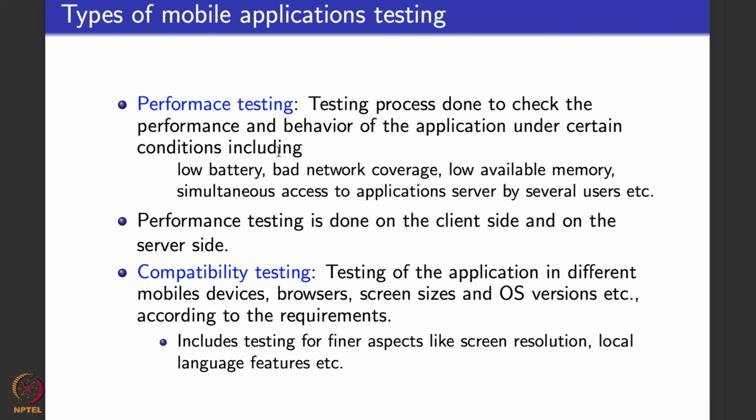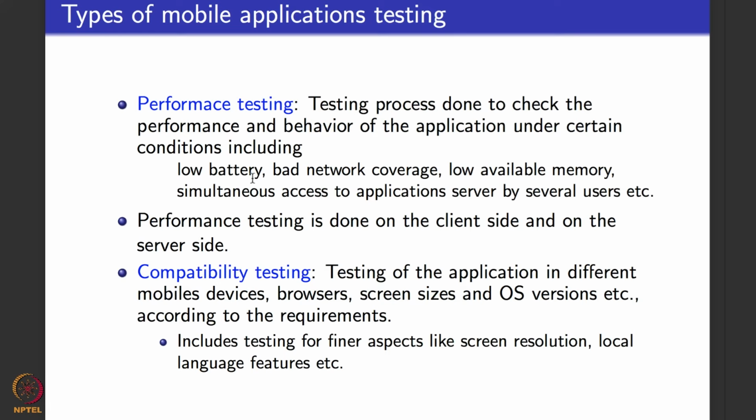The next kind of important system level mobile app testing is performance testing. Here, as always, performance testing is testing done to check the performance and behavior of the application under certain conditions. What are conditions specific to mobile phones? One common condition that we all would have encountered is low battery. At the drop of a hat, mobile phones run out of battery. The next common problem that we all face is bad network, poor network coverage, and low memory available because several other applications are running in parallel, right?